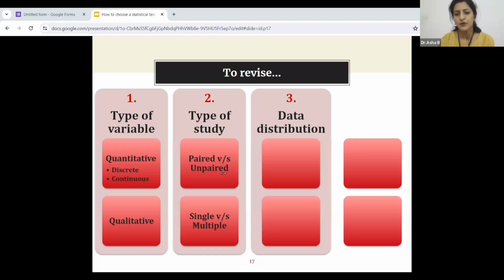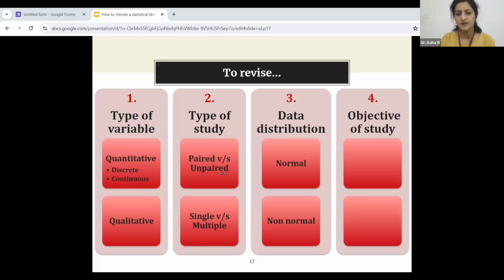The third important point is data distribution. If the data is continuous in nature, then we have to check for normality with the help of a normality test. See whether it is a normal or non-normal distribution. If the data follows normal distribution, then we have to choose a parametric test. If the data follows non-normal distribution, then we have to choose a non-parametric test.